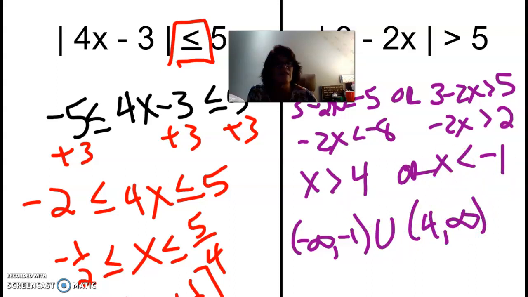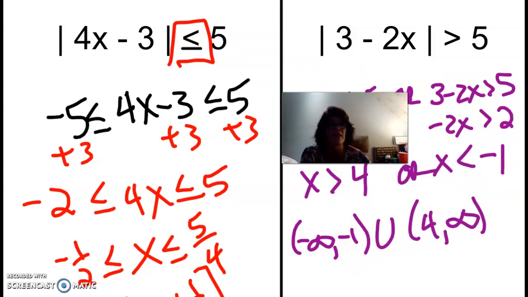Okay, I have two different inequalities that I have to write. X is less than negative 1. That's negative infinity up to negative 1. And also, or in union with, stuff bigger than 4. 4 to infinity. And notice I'm using parentheses there because there's no equal to sign. Okay, so these are the two cases.